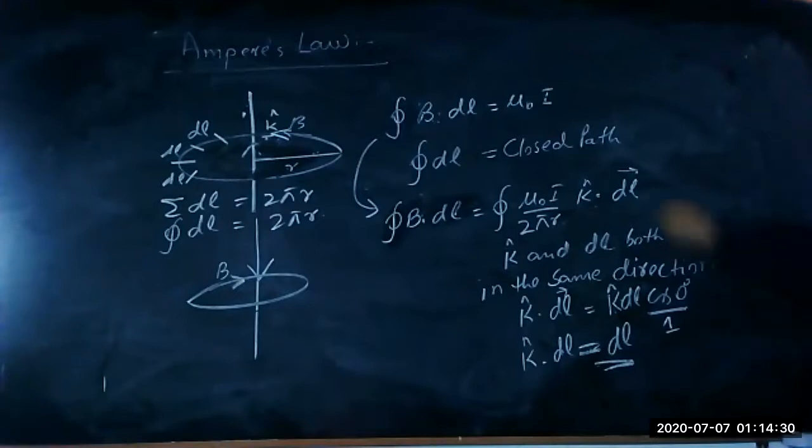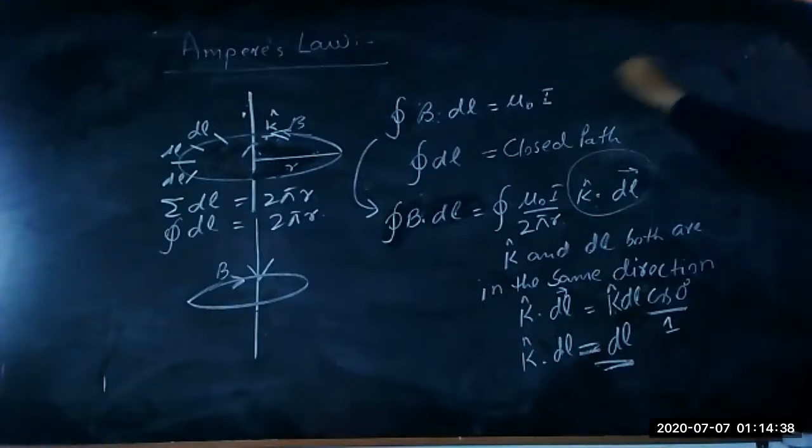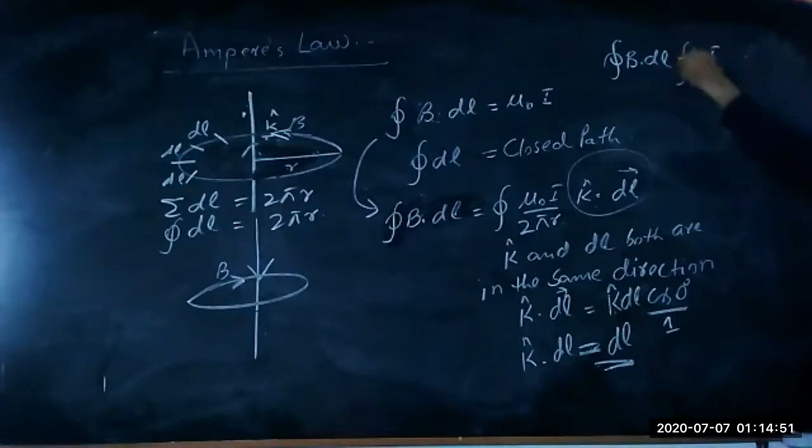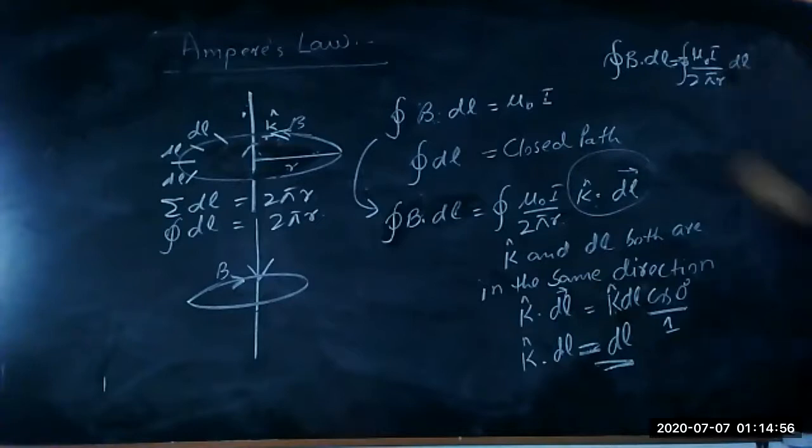Just substitute over here, k dot dl is equal to dl. So Ampere's law becomes the closed integral of B dot dl, which is equal to mu naught I over 2 pi r times the integral over dl. And the integral over dl is equal to mu naught I over 2 pi r integral over dl.